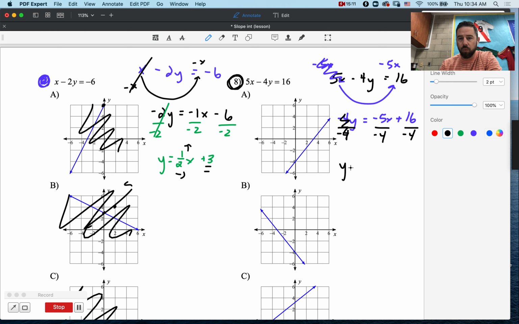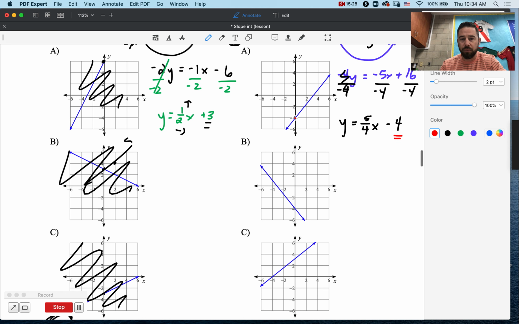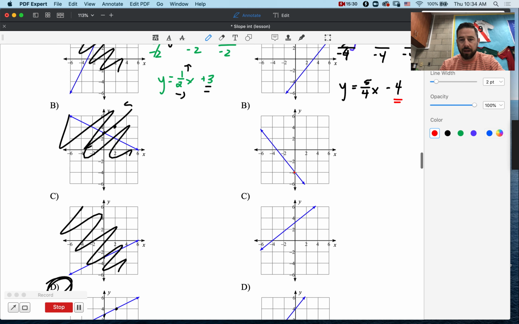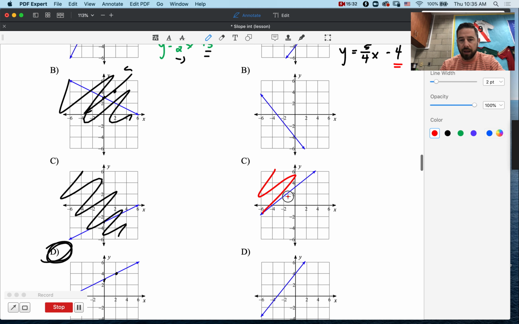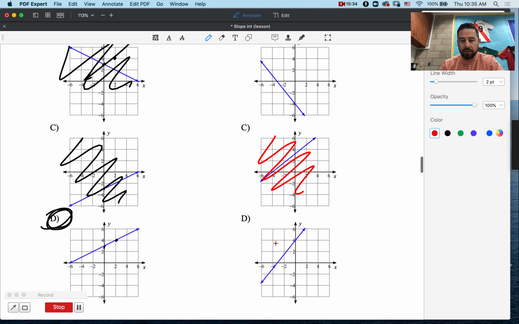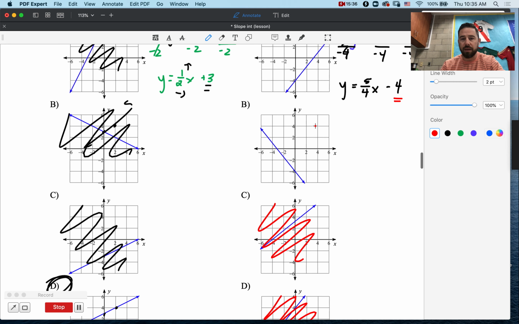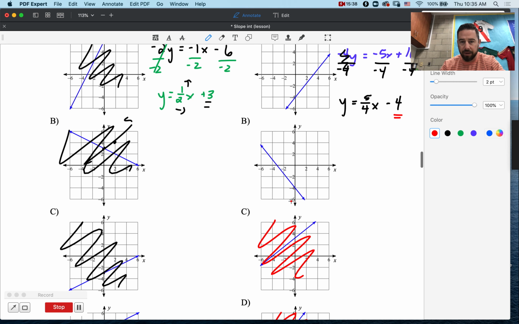Okay, and I have y equals, negative divided by negative is positive. And then I have a positive divided by a negative is a negative. Remember, this is our y-intercept down at -4. This guy's down at -4, good. This guy's down at -4, good. This guy's not at -4. And this guy's not at -4. Remember, the y-intercept is where it crosses this line.